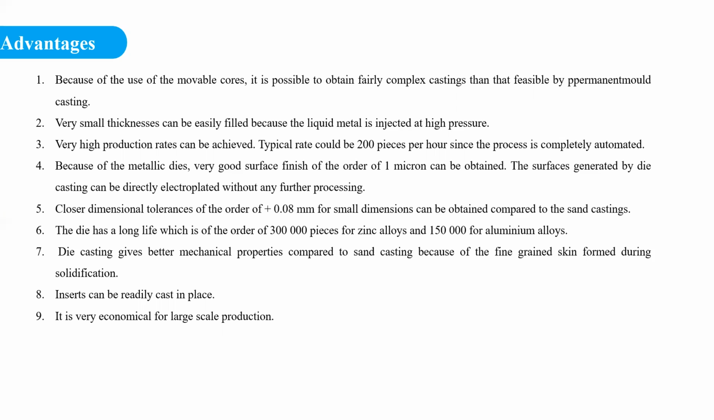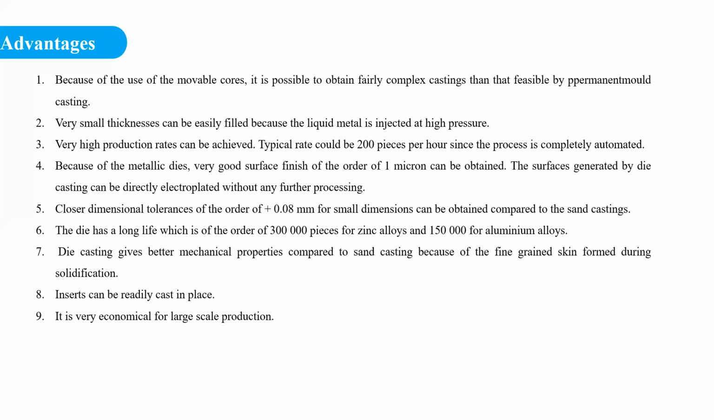There are very high production rates because in the sand casting process, for each component we have to prepare a mold, whereas in the die casting process, a single mold can be used to manufacture many components. So the production rate is very high, and we can achieve a good surface finish because we are using metallic dies. Good finishing and good dimensional tolerance can be obtained.